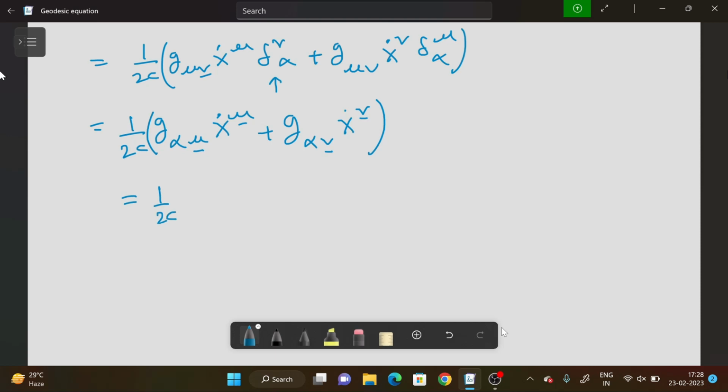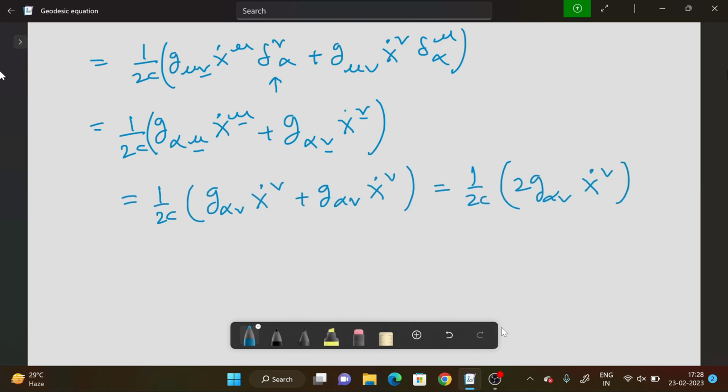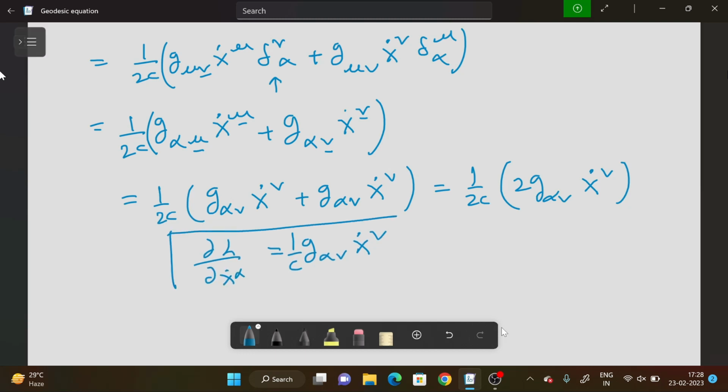So I will get 1 upon 2c g alpha nu x dot nu plus g alpha nu x dot nu. This just becomes 1 upon 2c times 2 times g alpha nu x dot nu. The 2's get cancelled and we are left with g alpha nu x dot nu and definitely 1 upon c, right? And this was our dL upon dx dot alpha. So we have also calculated this derivative.